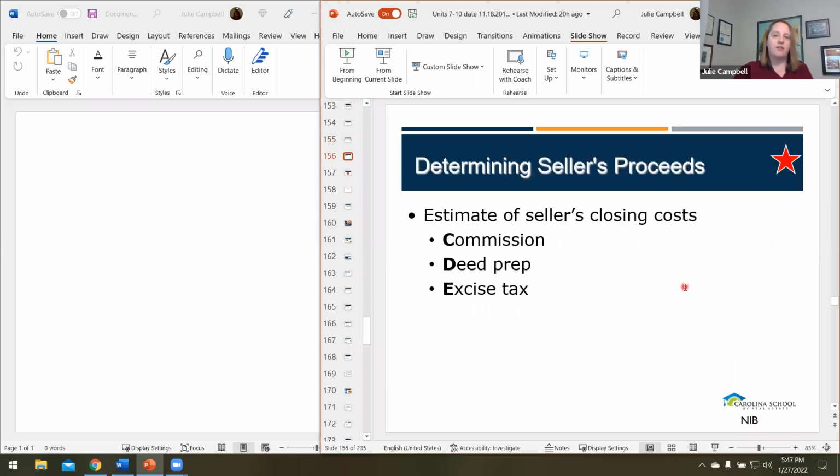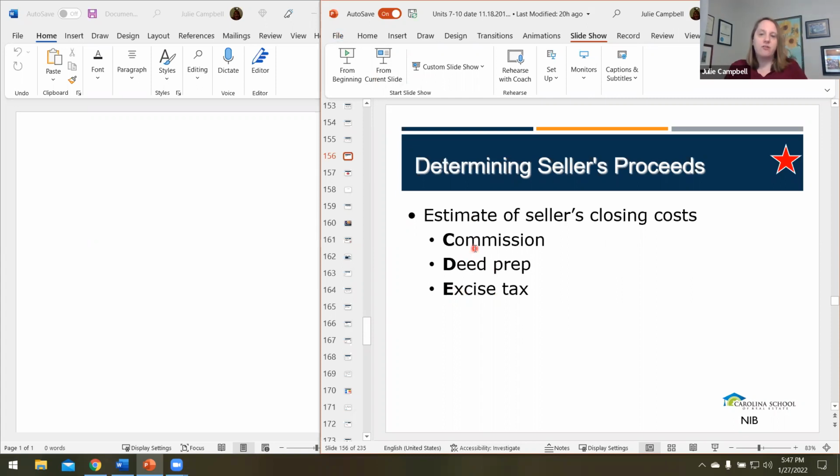So when we talk about sellers, first off, we need to understand seller's closing costs. Seller typically pays commission, unless we're told otherwise. Seller pays excise tax. Remember, we talked about excise tax in Unit 5. The one thing we haven't talked about yet, that we will when we get to Unit 21, is that the seller also pays the deed preparation fee. The seller pays the attorney to prepare the deed for settlement. It's still the seller's deed, so they get to pay to have it ready.